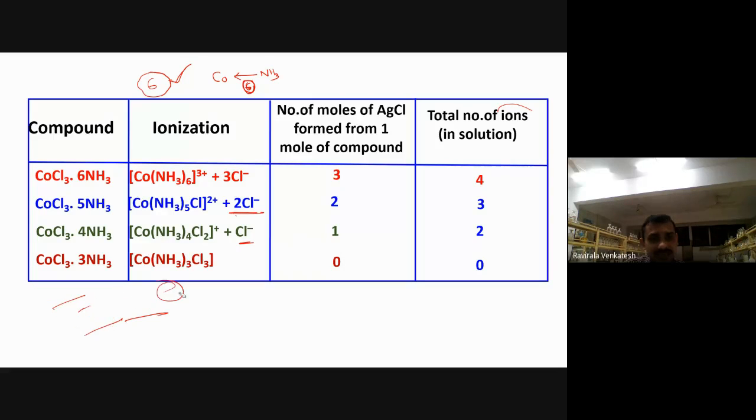And what is secondary valency? See, 6. Coordination number: 5 plus 1 is 6, 4 plus 2 is 6, 3 plus 3 is 6. So always the coordination number will be 6 here. So this table is very, very important.